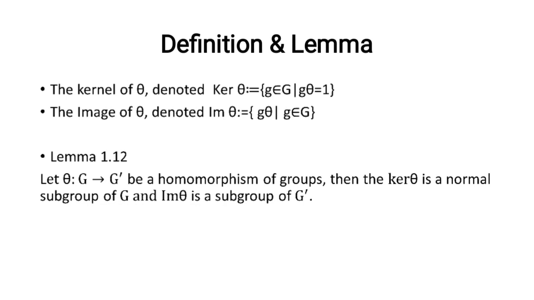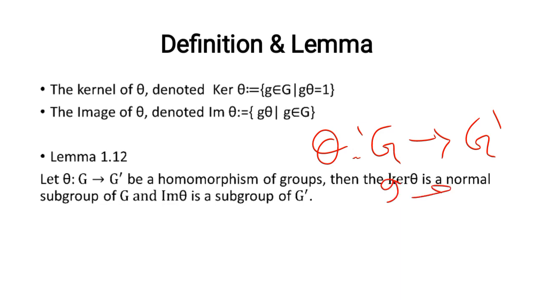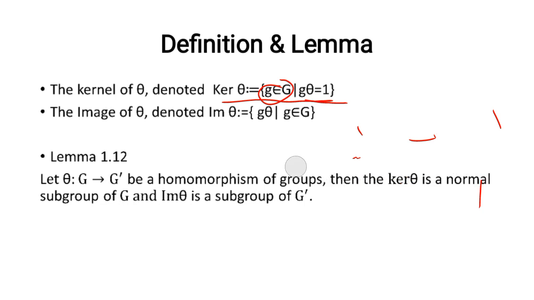Now, suppose you have a map theta that maps from G to G prime. So any element g in capital G that is mapped to 1, the collection of such elements is what we call the kernel. All elements of this map that are taken to 1 are in the kernel, and the collection of such elements is called the kernel.